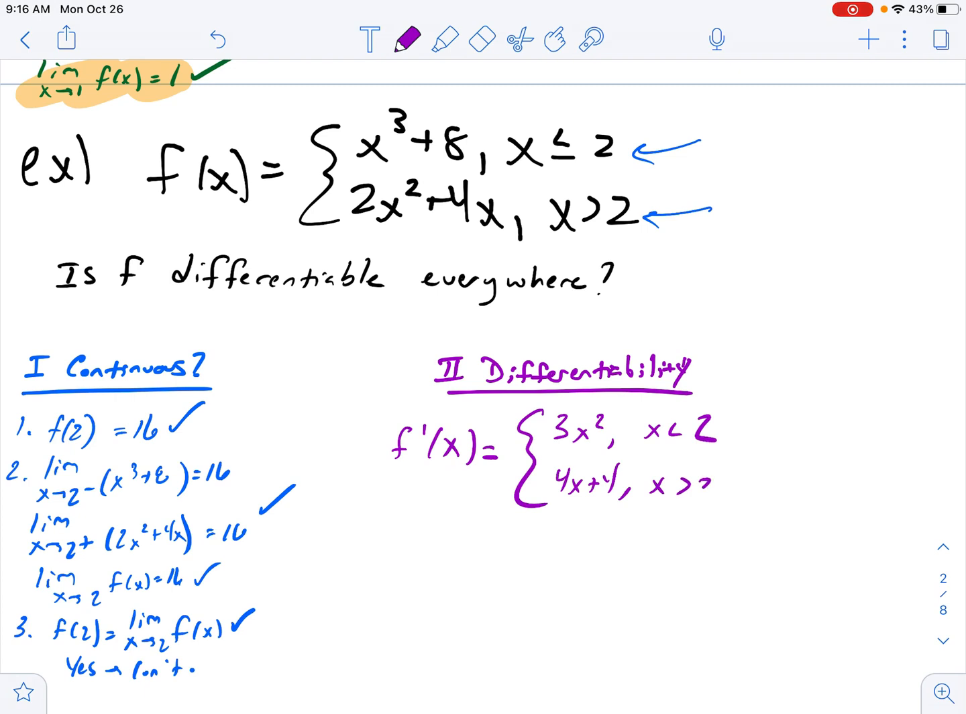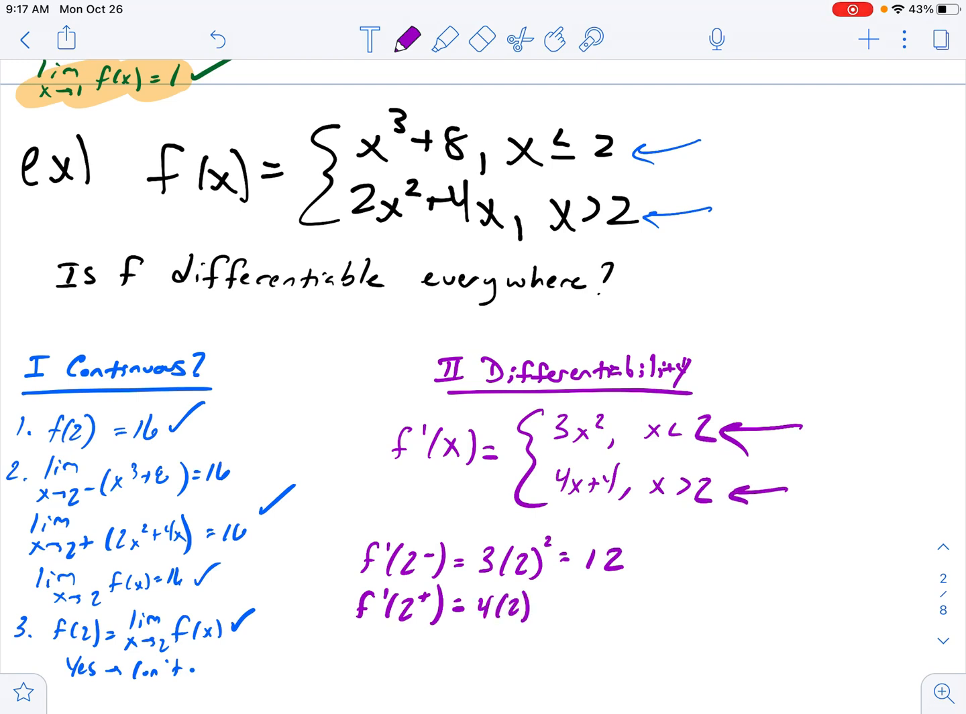4x plus 4 for x values greater than 2. And so now let's look at f prime of 2 from the left and f prime of 2 from the right. From the left, I'm going to use 3x squared. It's going to be equal to 12. And from the right, I'm going to use 4x plus 4, substituting in 2 for x. 8 plus 4 is 12.